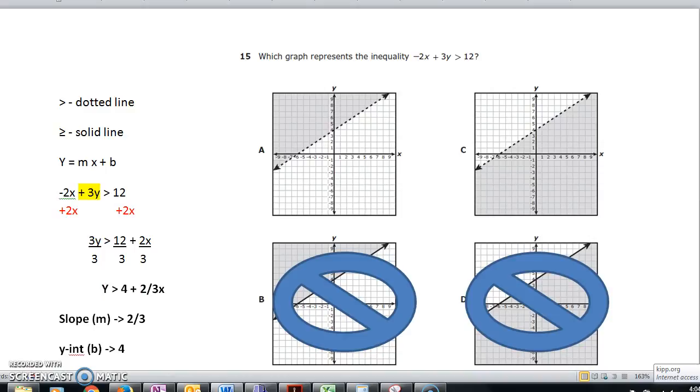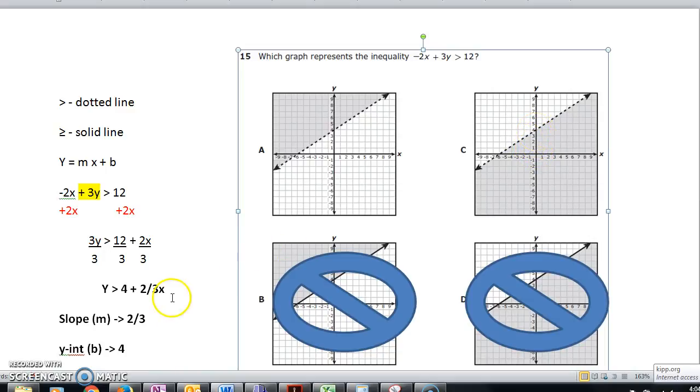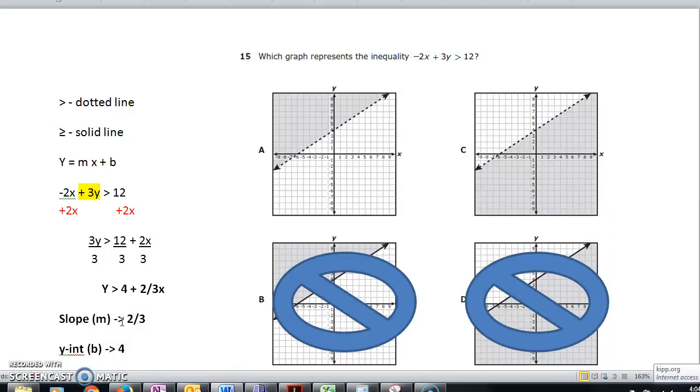Okay, so let's go to our graph. Begin with your b, move with your m. So first go to the graph and look for the y-intercept of 4. This graph starts the inequality at 4. This graph also starts the inequality at 4. So that doesn't really help us anymore. They both have a y-intercept of 4. I also need to have a graph moving at a rate of up 2 over 3. So let's check if they do that.